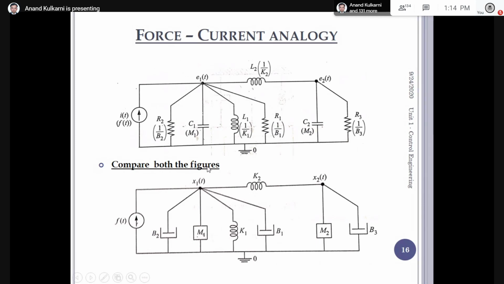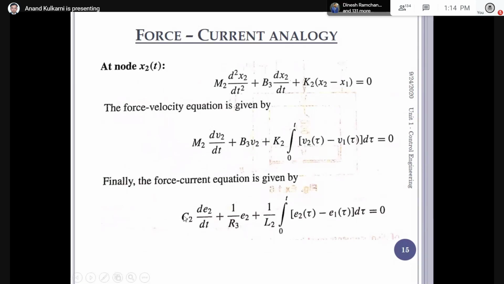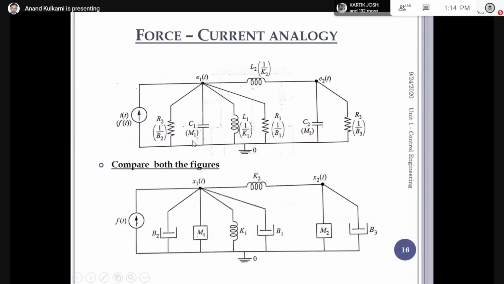Wherever there is mass, we have replaced that with the capacitance. Why? Because we know that wherever there is a mass, there is a capacitance. Wherever there is a spring, we have replaced it with the inductance. Even though the representation is similar, remember this is the spring and this one is the inductance. So wherever there is a damper, we have replaced it with the resistor.